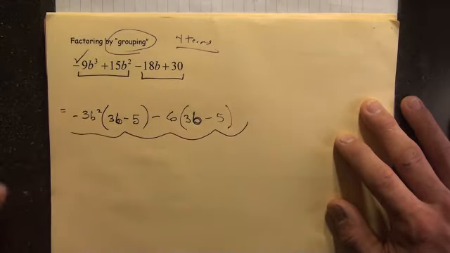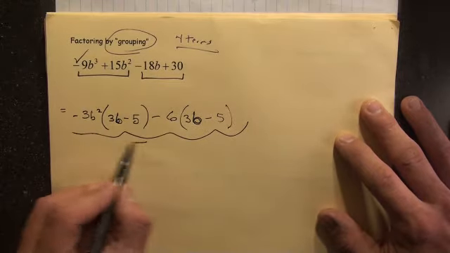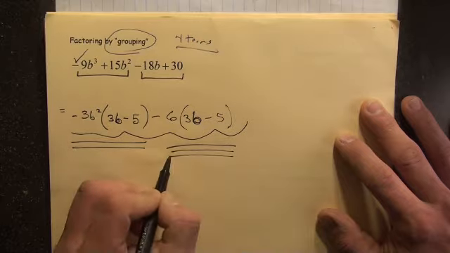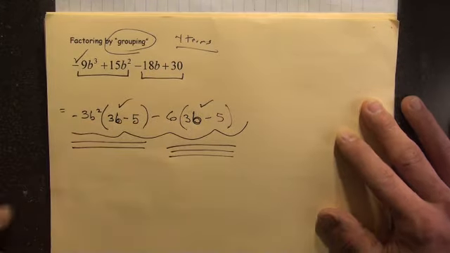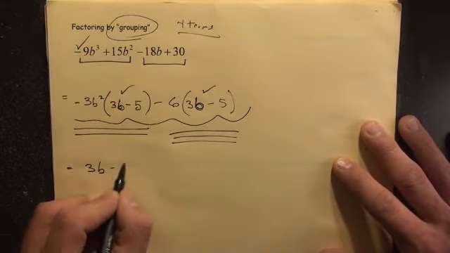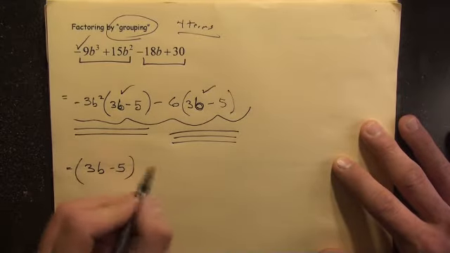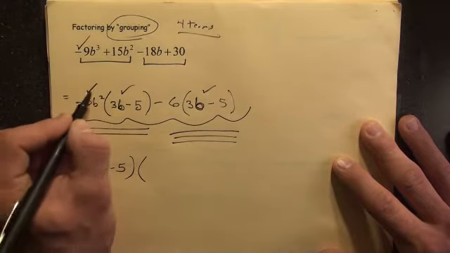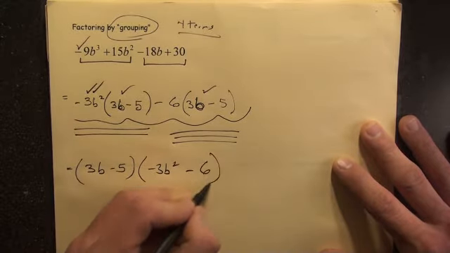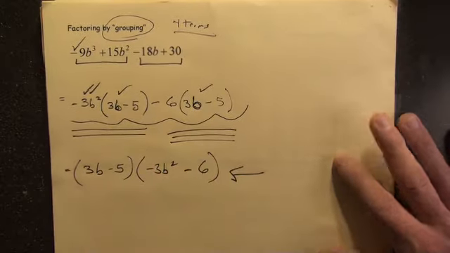Now what we're going to do is take a look at this from a different angle. Now we have term number 1 and term number 2. They both have a 3b minus 5 in common. So we're going to take out the 3b minus 5. What are you left with? You're left with negative 3b squared and a minus 6. Bam, guess what? You're done.